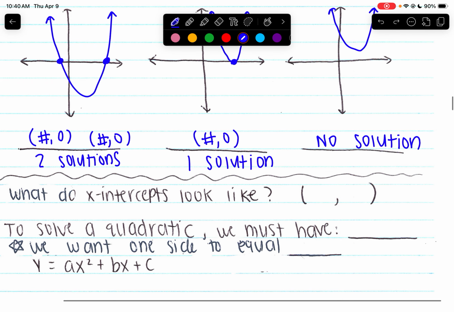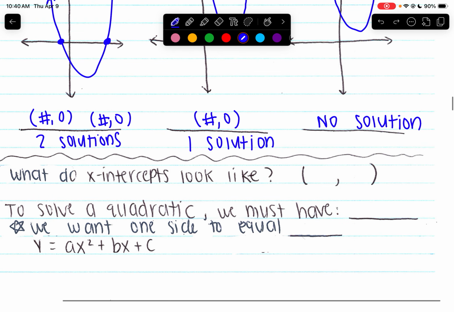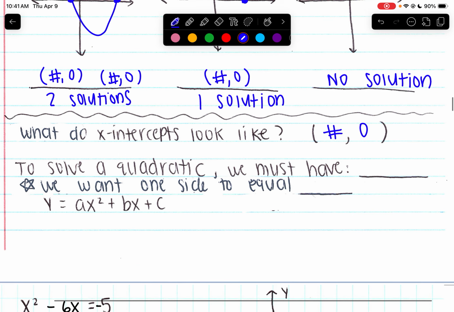So kind of a recap of what we just talked about here. What do all x-intercept points look like? So when we're asked to write down a solution point, we want to make sure that we put it in the correct form. It's going to be number comma 0. So like 5 comma 0, negative 2 comma 0, so on and so forth. And sometimes those solutions are not whole numbers, and we'll also talk about that as well.